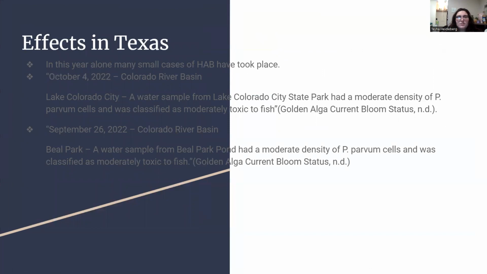So then the effects in Texas for HAB, which is harmful algal blooms. This year alone, many small cases have taken place, and I put 2 examples here. On October 4th of this year in the Colorado River Basin, Lake Colorado City was classified as moderately toxic to fish. And also in the Colorado River Basin, Beale Park was classified as moderately toxic to fish as well. I believe both of these are for the golden algae. These are just 2 examples of what has taken place this year.